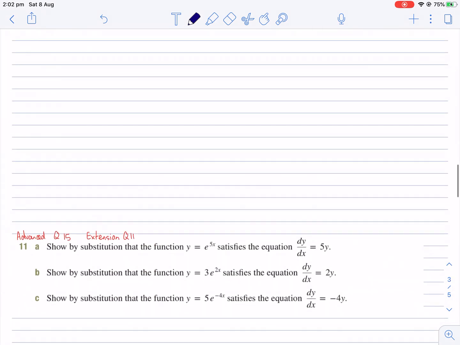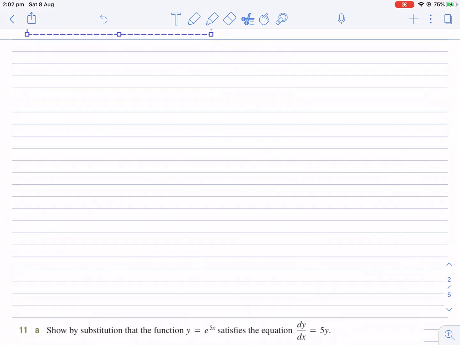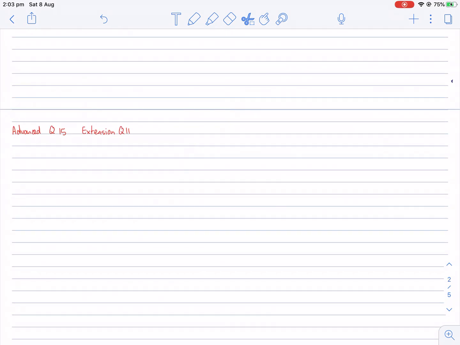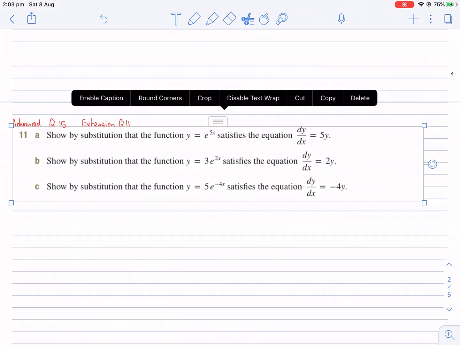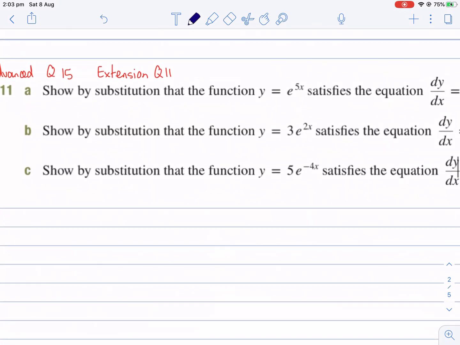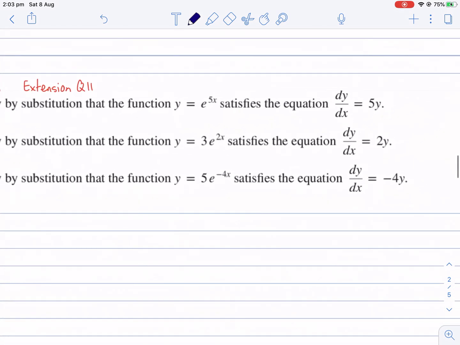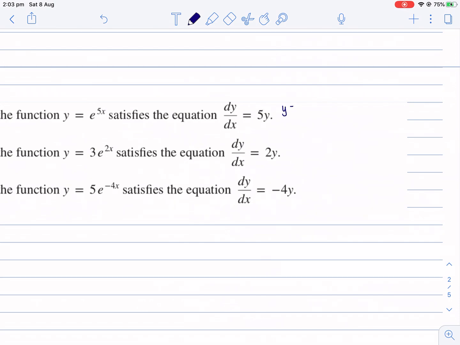Okay, what else do we need to do? So this is question 15 for advanced, question 11 for extension. And so this is actually really easy. It's a weird concept. So if we have, I'm going to do it over here, y equals e to the 5x, dy dx is 5e to the 5x, isn't it? But we just said y equals e to the 5x, so we can replace that e to the 5x with y.